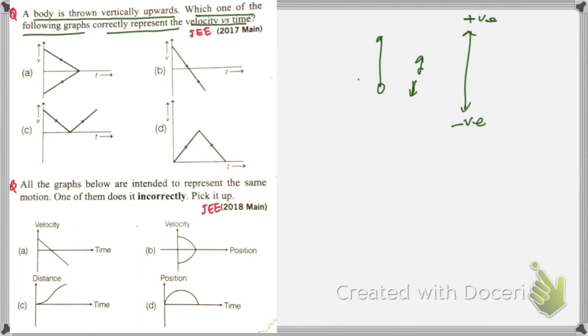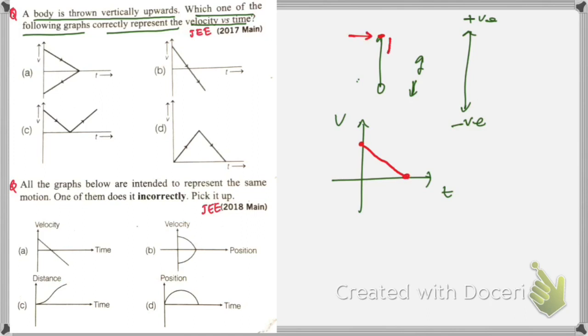So when you draw the velocity versus time graph, initially it is going upward, velocity is decreasing, right? So velocity should be decreasing this way with time. And again, at a particular time, at maximum height, its velocity will be 0. Here the velocity will be 0.